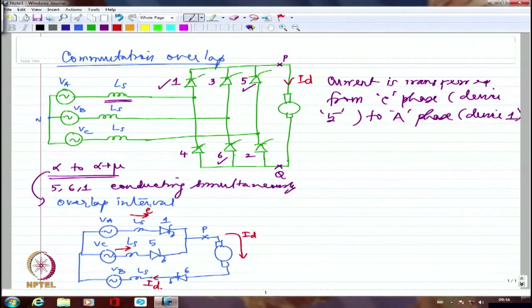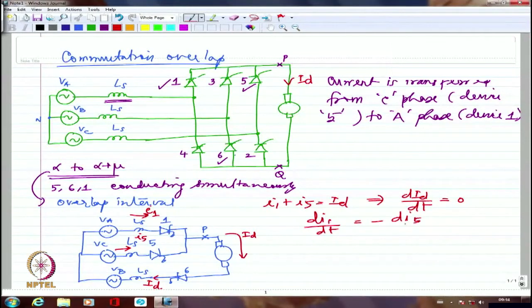And we also said, because dID by dt equal to 0, we are going to have dI1 by dt equal to minus dI5 by dt. This is one thing we wrote, right? We wrote a few relationships, so I'm trying to recall those things. One more thing we wrote was to actually draw the KVL equation here.